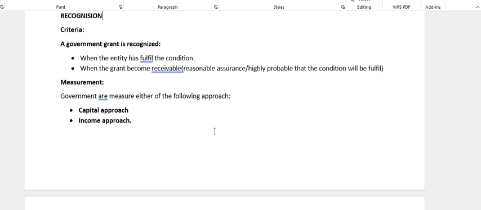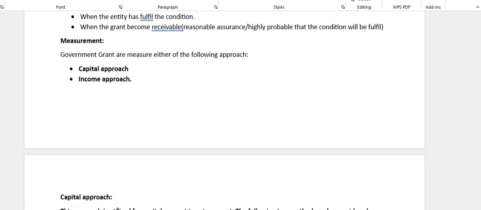Now, let's go to the measurement, and that talks about the calculation. How do you calculate government grant? Government grants are measured using two major approaches. Either you use the capital approach or you use the income approach. Capital approach or the income approach. So that is that for that.